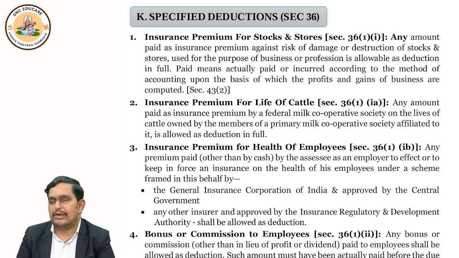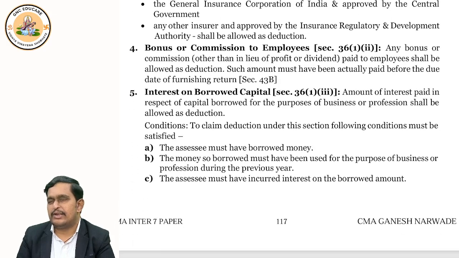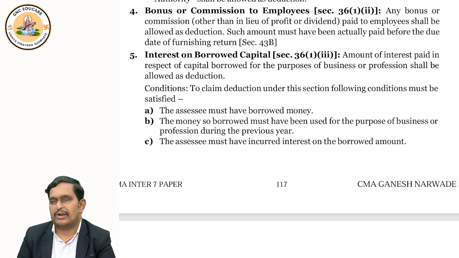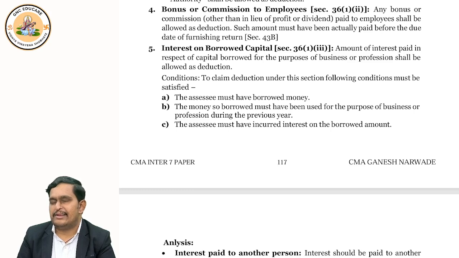Fourth one is bonus and commission. What is bonus? A part of the profit distributed to the employees is bonus. Is it allowed as deduction? The answer is yes. Commission, sometimes on sales, commission is also paid. Is it allowed as deduction? Yes. But it should be paid before the due date mentioned in the respective law.